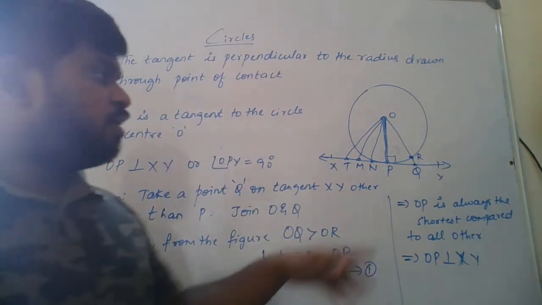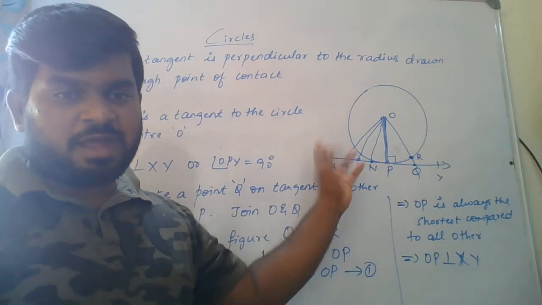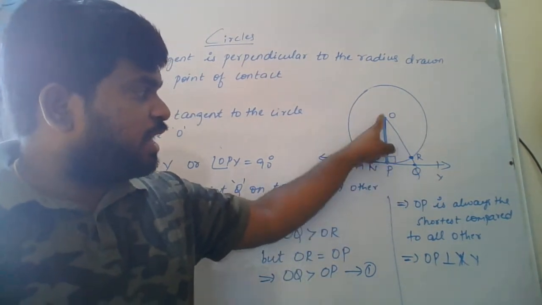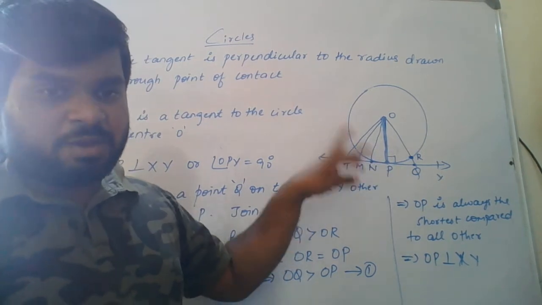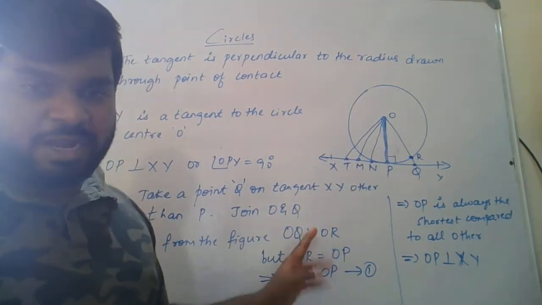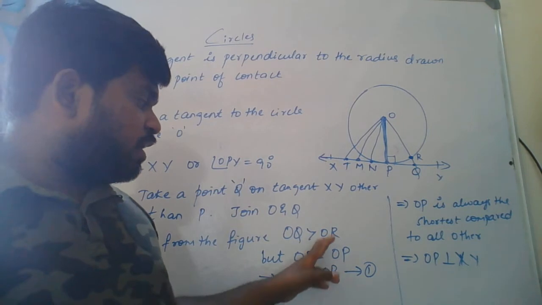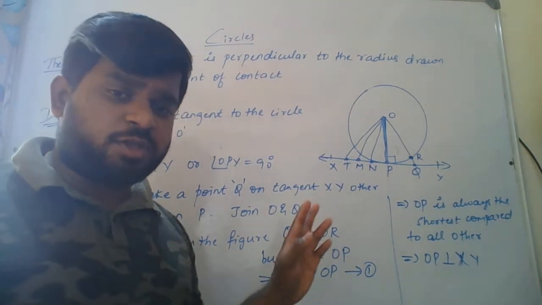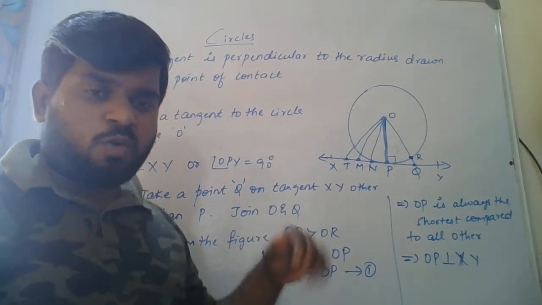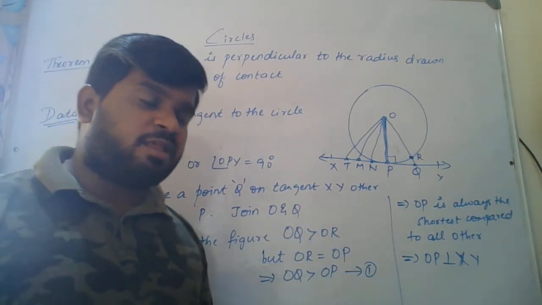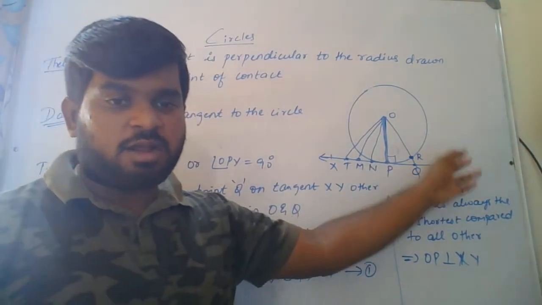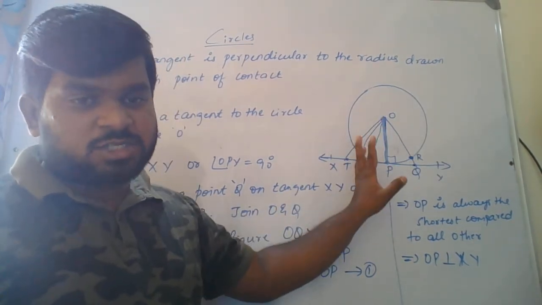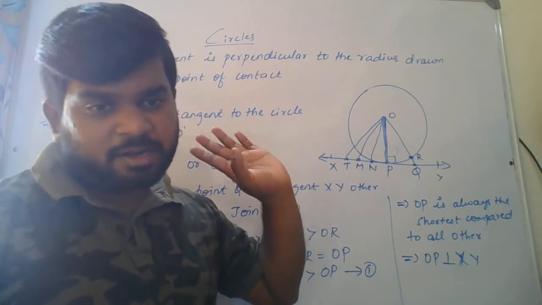A simple one. We took a point Q other than P, joined it, and very clearly from the figure OQ is greater than OR, but OR can be replaced by OP because both are radii of the same circle. So I take out OR, put OP. OQ is greater than OP. This is satisfied for all the points. OM will be greater than OP, OT will be greater than OP, OS will be greater than OP. Take any number of points here. It is always this one, the shortest one. If this is the shortest one, then it has to be a perpendicular line.